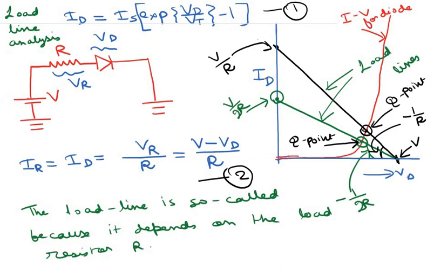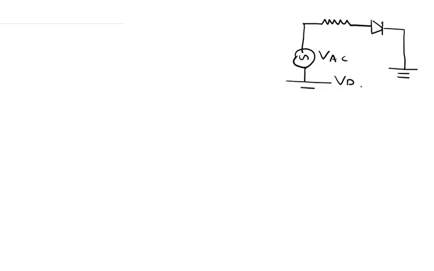Okay, now let us do a small problem and end our class for today. So you are given a circuit, the same circuit that we learned about. We have a resistor and a diode here, this terminal is grounded, and here we have an AC voltage source VAC, which is in series with a DC voltage source, which we call VDC here, and this point is grounded.